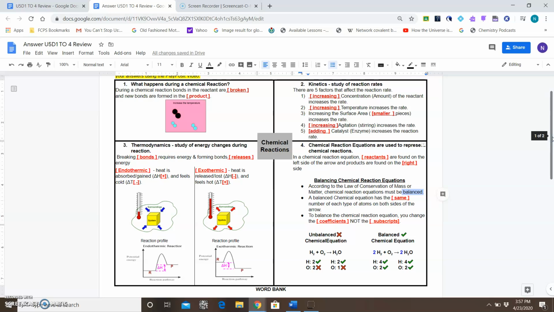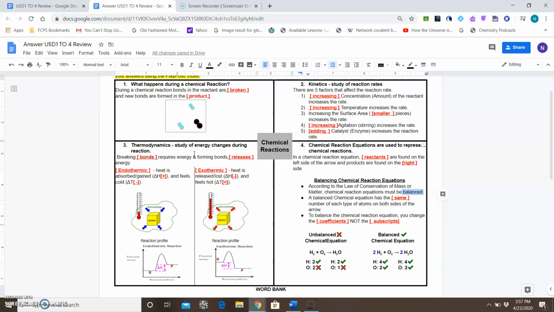So for thermodynamics, that involves the study of energy changes during a chemical reaction. And this is related to the process of breaking and forming bonds, because when you break bonds, that requires energy. So you have to put energy into the reaction in order to break the bonds. And when you form bonds, when forming the product, you're forming new bonds, that releases energy.